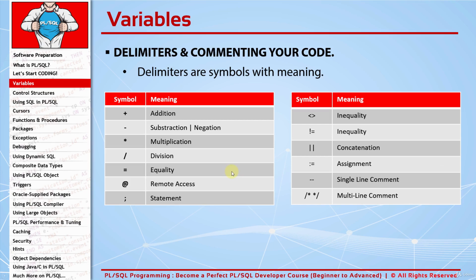The first 2 are used in inequality operators. That means when you want to check if they are not equal, you use these operators. You should know them from your SQL lessons. Then the concatenation operator, I showed you how to use. You know the assignment operator already. And the rest is for commenting your code. Let's see that in SQL Developer.